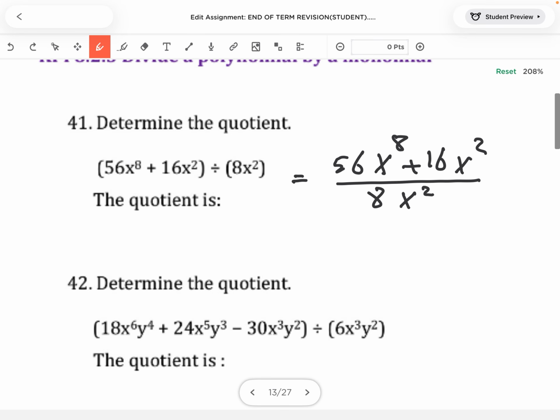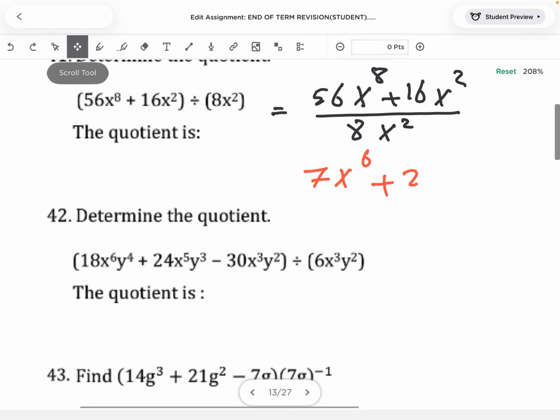56 divided by 8 is 7. So it will be 7x to the power 8 minus 2, power 6. 16 divided by 8 is 2, x power 2 with x power 2 are cancelled and we are done. Same story for this one.